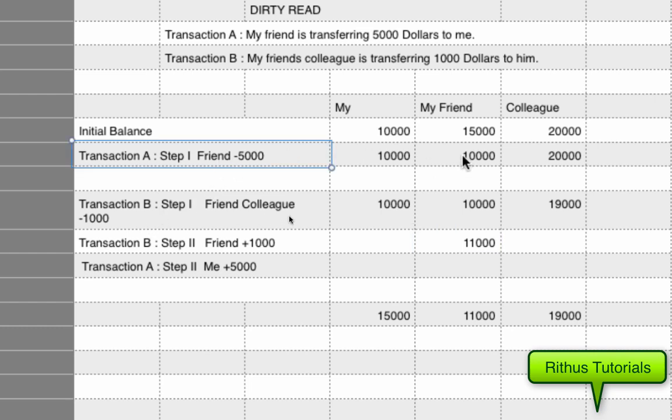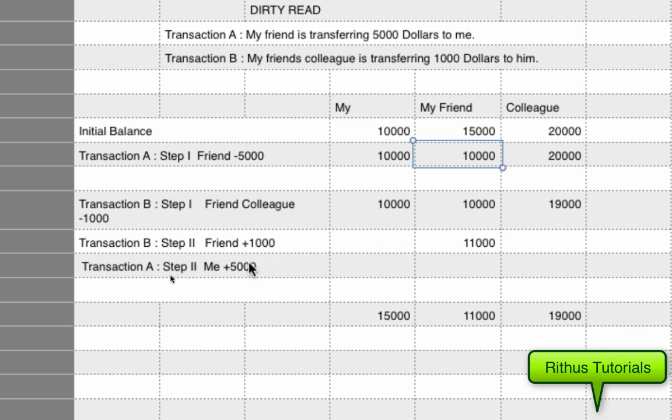Transaction A has updated my friend's account balance to 10,000. However, it's still not complete. I have not really got the 5,000 which needs to be transferred from my friend's account to my account. So in that sense, transaction A is not really complete. Transaction A is still executing. Only the first step is executed. Even while the first step of the transaction is executing, transaction B has already read the value. So transaction B has read that my friend's account balance is 10,000 and it incremented it to 11,000.